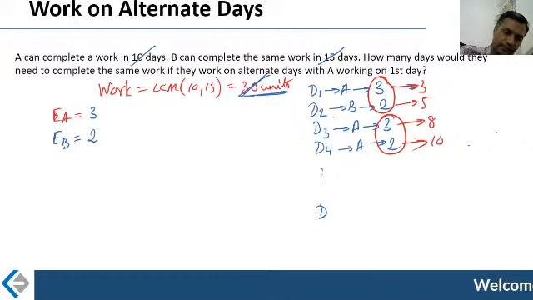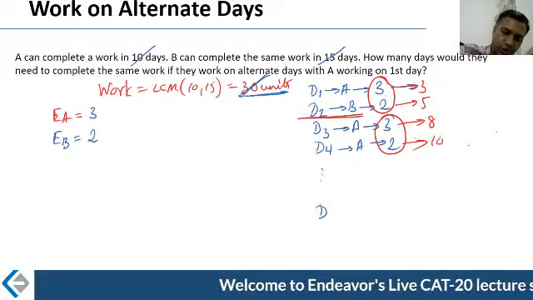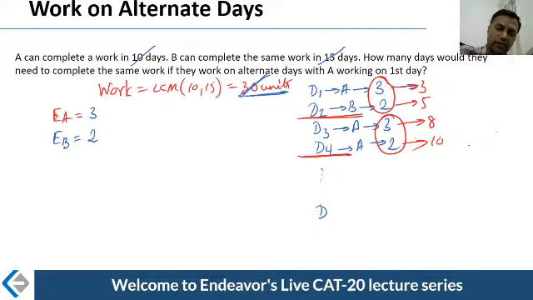Listen carefully here, guys. Look for the pattern. Every 2 days, the number becomes constant. What is constant? 3 plus 2, 5. But it's a pair of days. Remember, it's a pair of days. So I will write it like this.